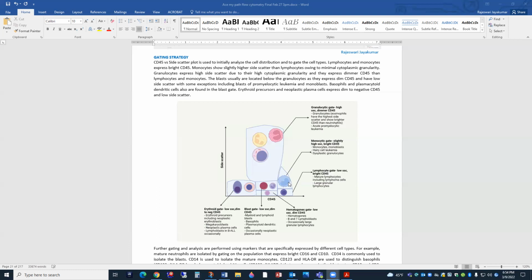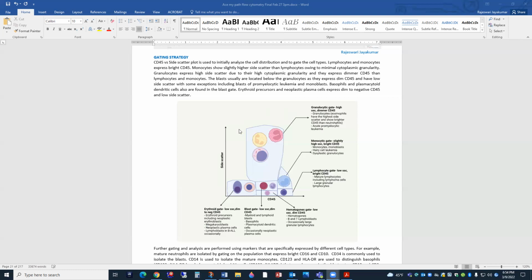The other thing you have to remember is that in hairy cell leukemia, there are cytoplasmic projections which can increase the side scatter of those neoplastic lymphocytes. So they end up sitting in the monocyte gate sometimes. Sometimes you will see a continuous population going from the lymphoid gate into the monocyte gate.